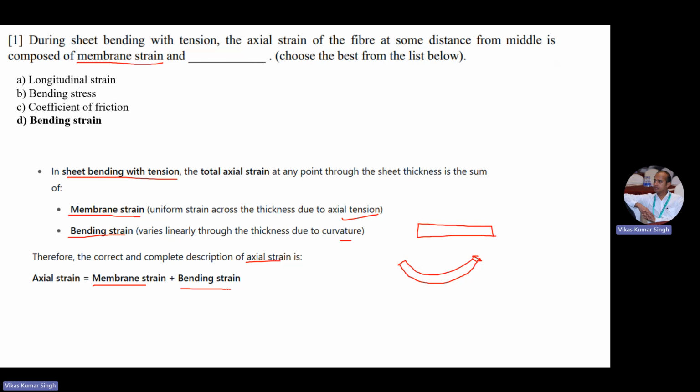So it's a very simple question. Moving towards the next question, this will be the correct option, D.